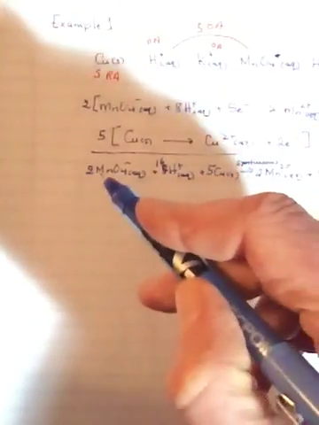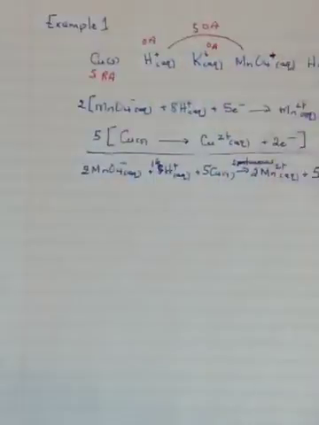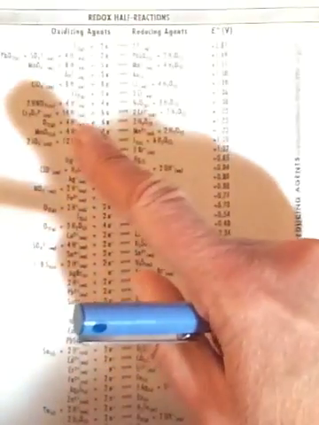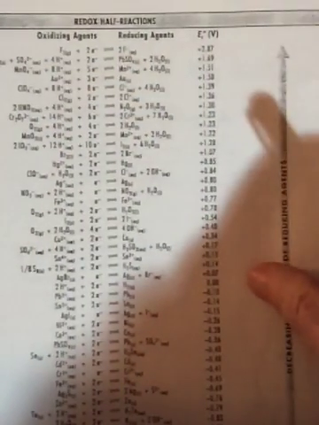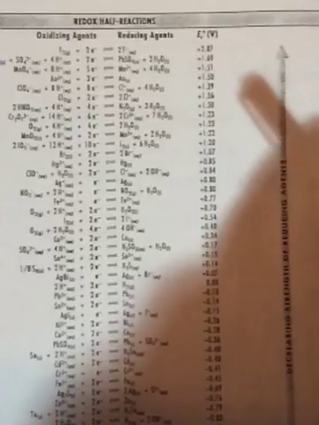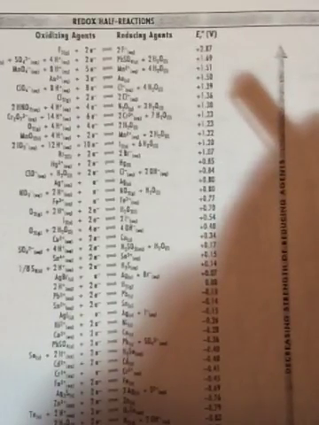Balance the electrons, write out your net equation, then go back to this table and see which one's higher up, the OA or the RA. Is it spontaneous or non-spontaneous? And then you're done. Easy, right?